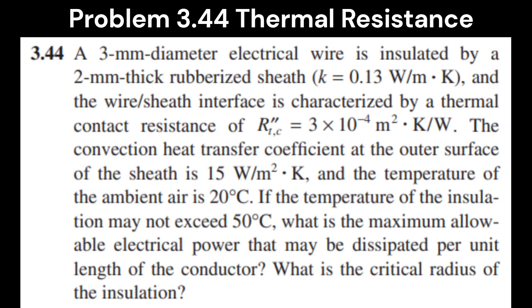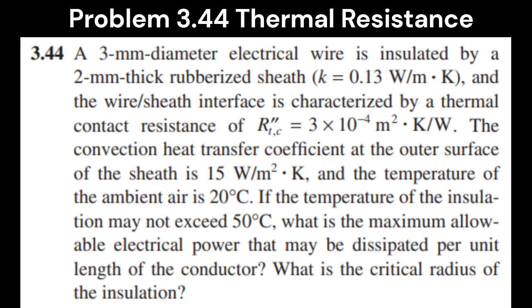Today we're going to look at problem 3.44, which is a thermal resistance problem. It gives us a 3 millimeter diameter electrical wire with a 2 millimeter thick rubber insulation. It gives us the K value of that insulation and a contact resistance for the interface between the two materials. It also tells us a convection coefficient for the outside surface of the insulation and the ambient air temperature.